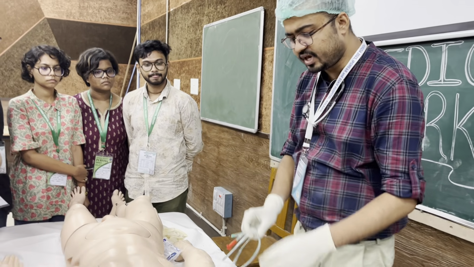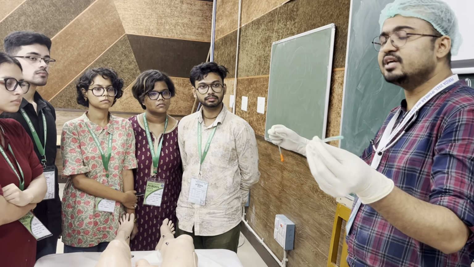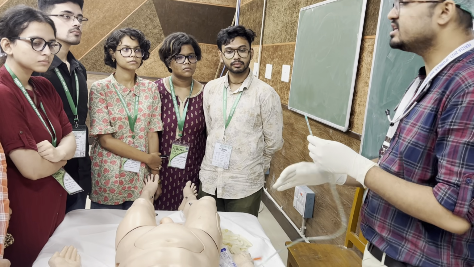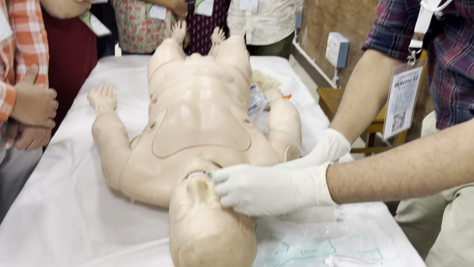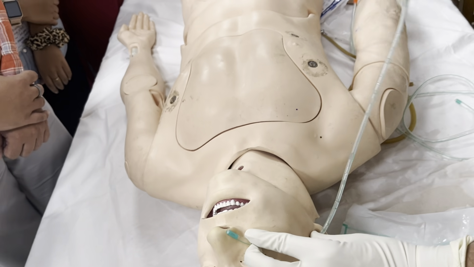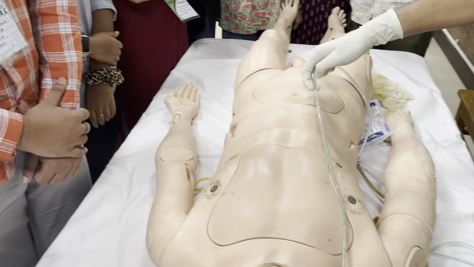First you have to measure the nasogastric tube, how much length you should introduce inside the nostril. So how can you measure? You should measure from the external nares to the tragus. This is the tragus. From the tragus to the midpoint between the xiphisternum and the umbilicus, like this.